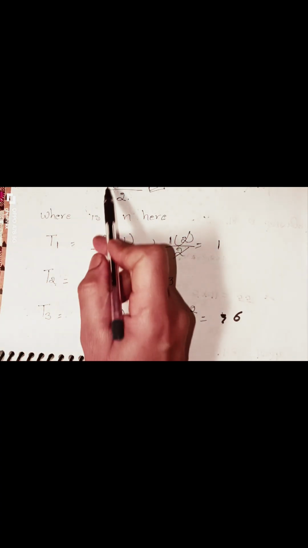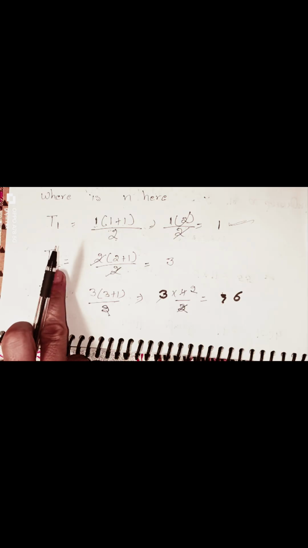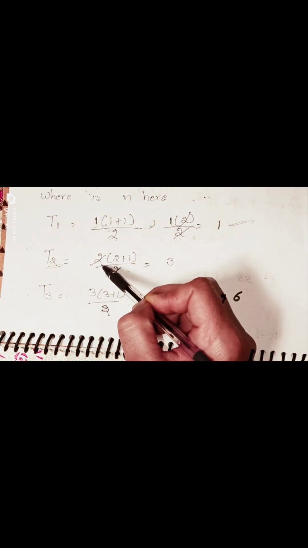Where n is 1, let's take 1 at the place of n. 1 into (1 plus 1) is 2, by 2, so cut the 2 and 2 and we get 1. Let's take the second triangular number, n equals 2. Place 2 at the place of n: 2 into (2 plus 1) by 2, cut down the 2 and 2, the result is 3. Now take the third triangular number T3: 3 into (3 plus 1) by 2, we will get 6. So we can see here that by putting n equals 1, 2, 3, we get the triangular number sequence 1, 3, 6 like this.